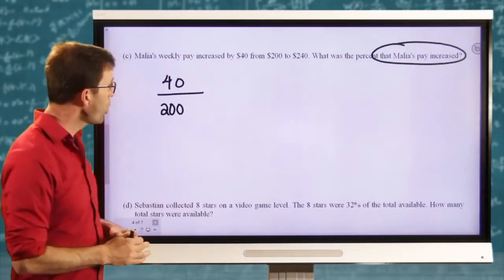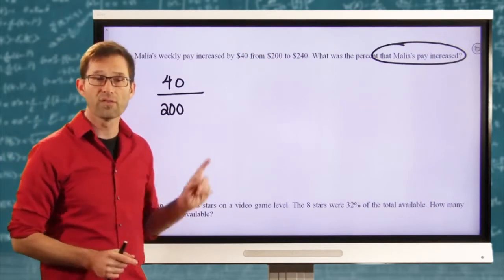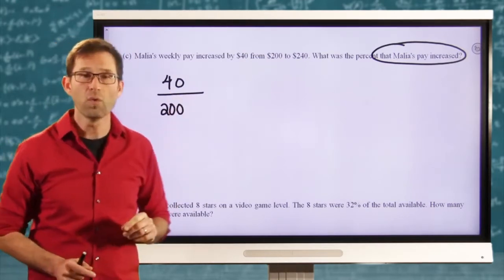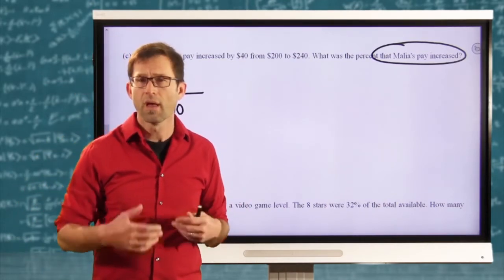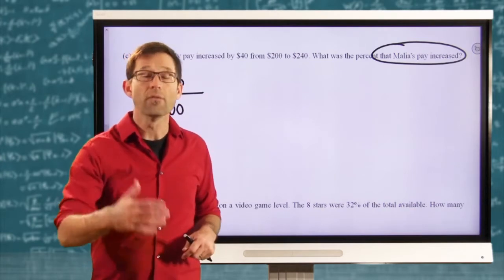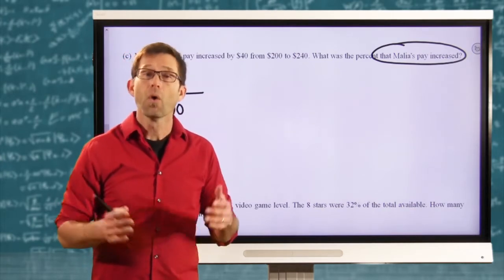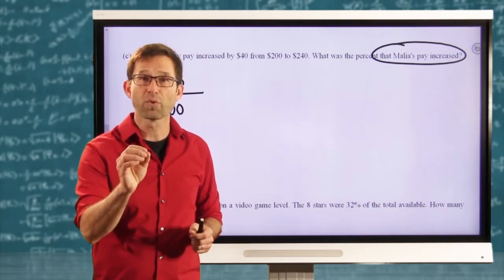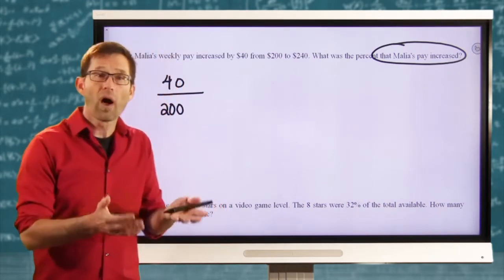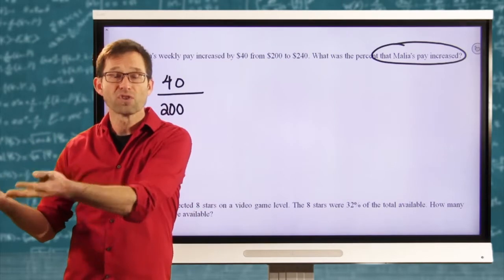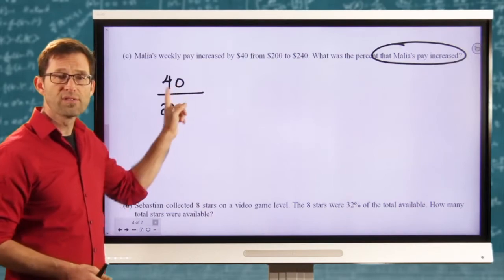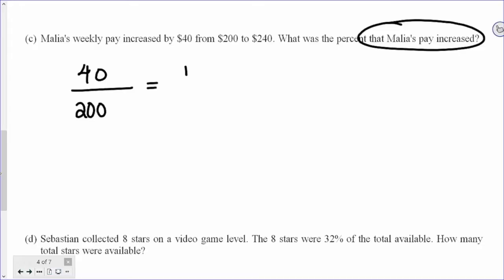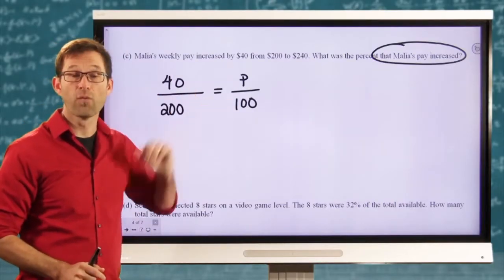Now, some people might say, well, why do you have 40 here and 200 down here instead of 40 and 240? And that's because, look, if I'm sitting with a salary of $200 and somebody says, I'm going to give you a 5% raise, well, then the plain fact is they're talking about 5% of that 200. They're not talking about 5% of what my eventual salary will be. So I'm saying, what proportion out of 100 is 40 out of 200? Right? 40 out of 200 is the same as what out of 100?